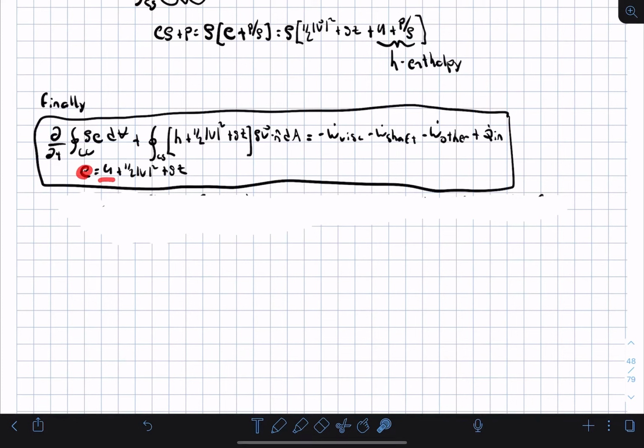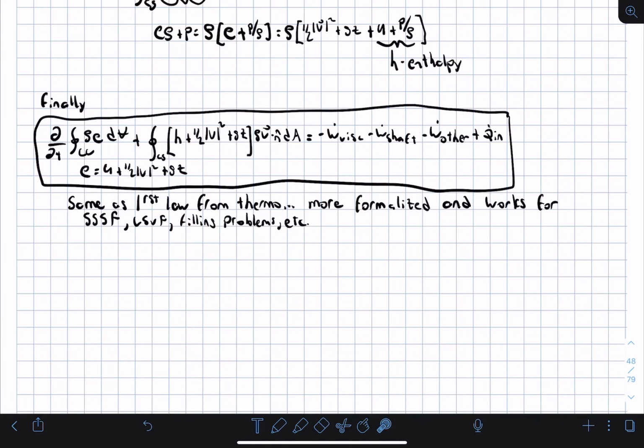And small e is just defined to be the internal energy plus the kinetic energy plus the potential energy. And this equation may look different than the one you guys used in thermo, but it is really the same one. It's not any different. It's just that it is much more formalized.